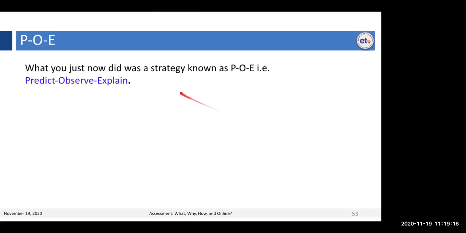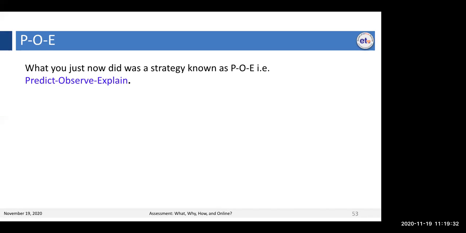Now, what you just saw is a strategy known as POE, that is predict, observe, and explain. Some of you might be aware of it, some of you are not aware of it. So I'll just briefly tell you what POE is, and we can take one more example of that.